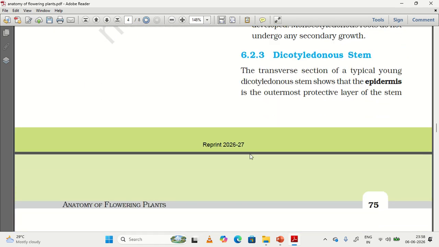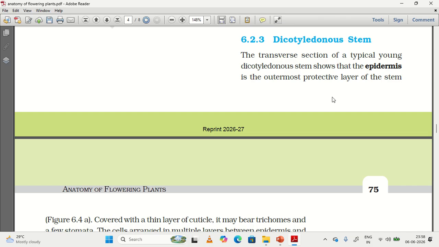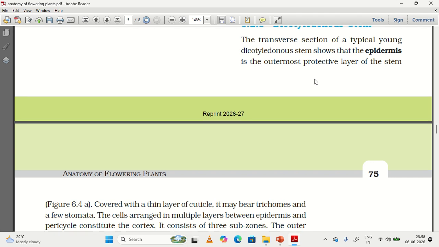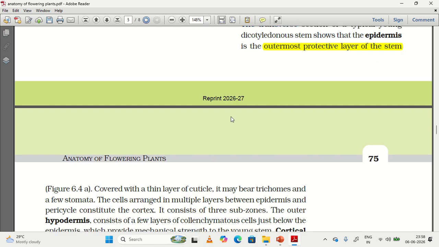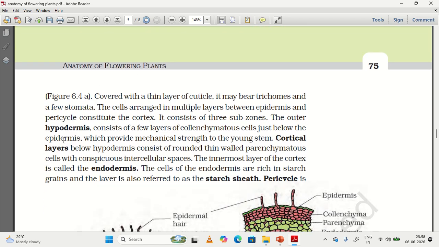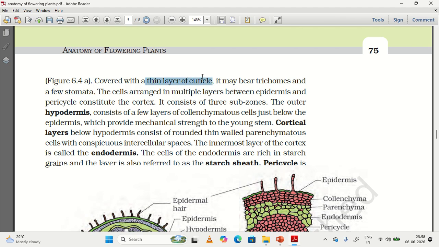So coming next to the structure of the dicot stem. The transverse section of a typical young dicotyledonous stem shows the epidermis as the outermost protective layer. Here also the outermost protective layer is the epidermis and it is covered by a thin layer of cuticle.